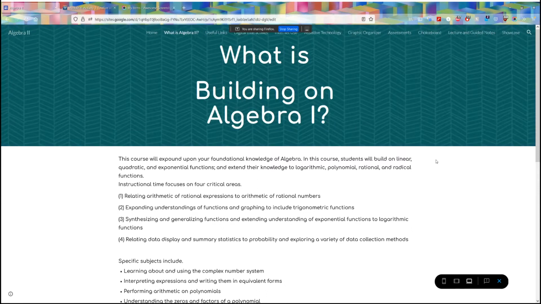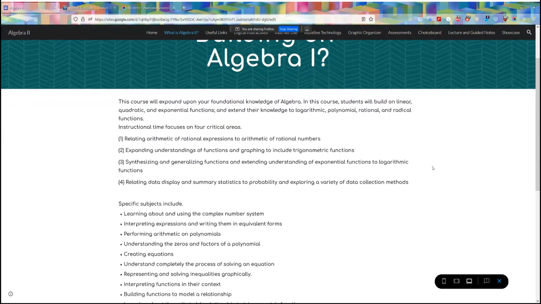So, what is building upon Algebra 1? This course will expound upon your foundational knowledge of algebra. Students will build on linear, quadratic, and exponential functions, and extend their knowledge to logarithmic, polynomial, rational, and radical functions. Instructional time focuses on 4 critical areas: relating arithmetic of rational expressions to arithmetic of rational numbers, expanding understandings of functions and graphing to include trigonometric functions, synthesizing and generalizing functions, and extending understanding of exponential functions to logarithmic functions, and relating data, display, and summary statistics to probability, and exploring a variety of data collection methods.